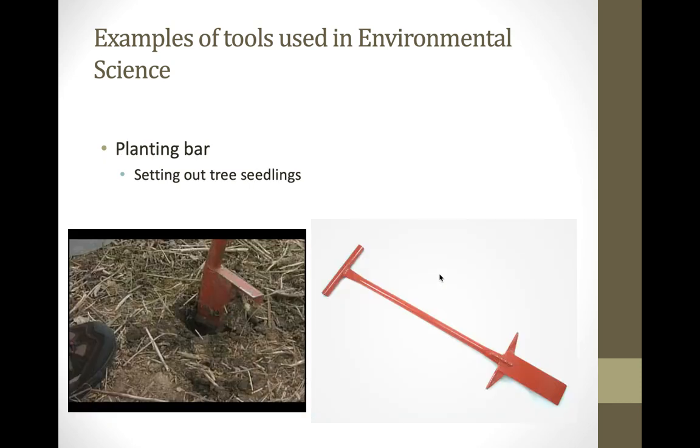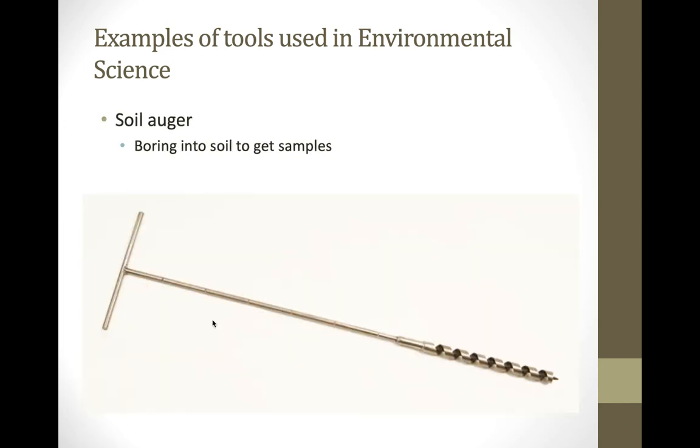A planting bar. This is for planting tree seedlings, and a lot of it is just to keep you from breaking your back. This planting bar, you actually would just step on it. You're going to rock it back and forth in the soil and create a hole, and then you can put the tree right down into that hole, that little tree sapling, and kind of step on that hole so that you can close that back up. So this is a quick and easy way by hand to set out tree seedlings.